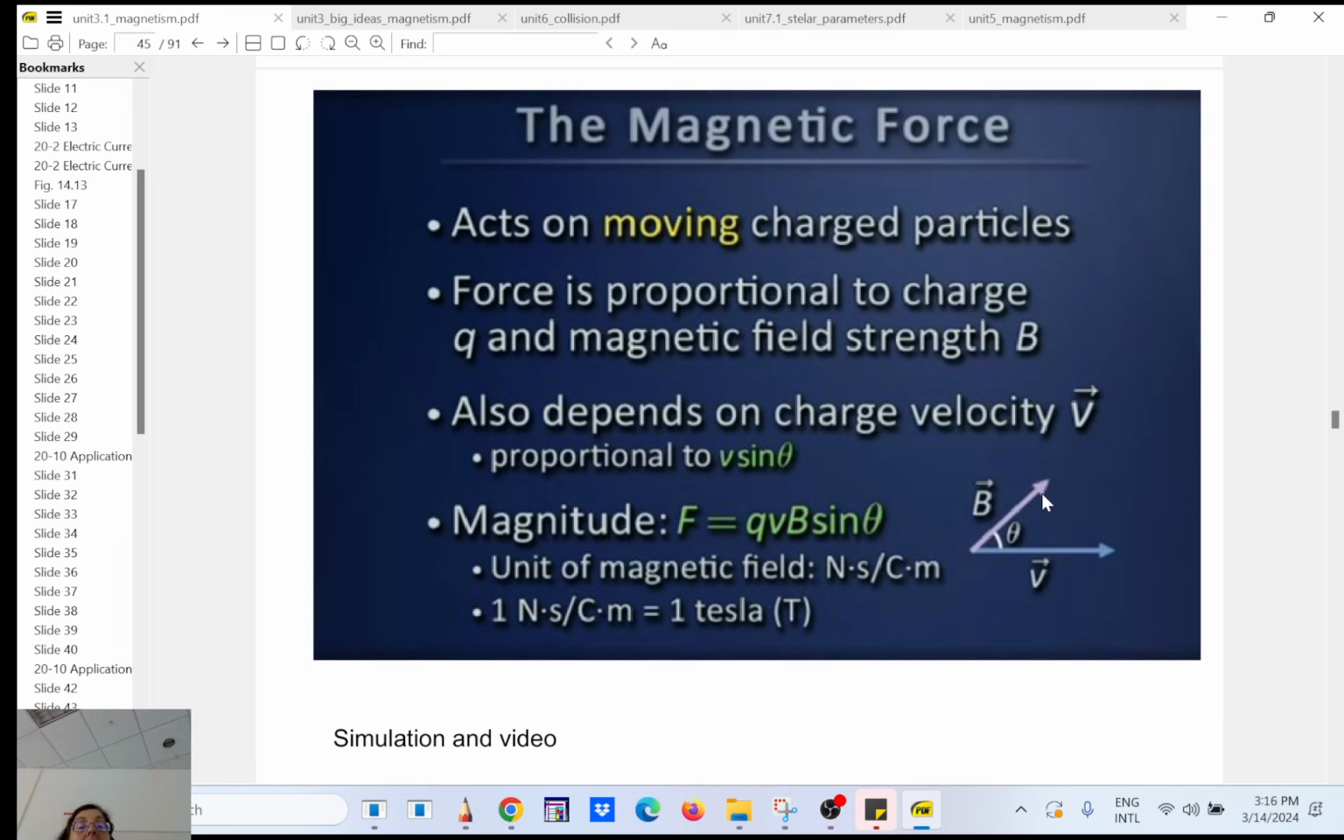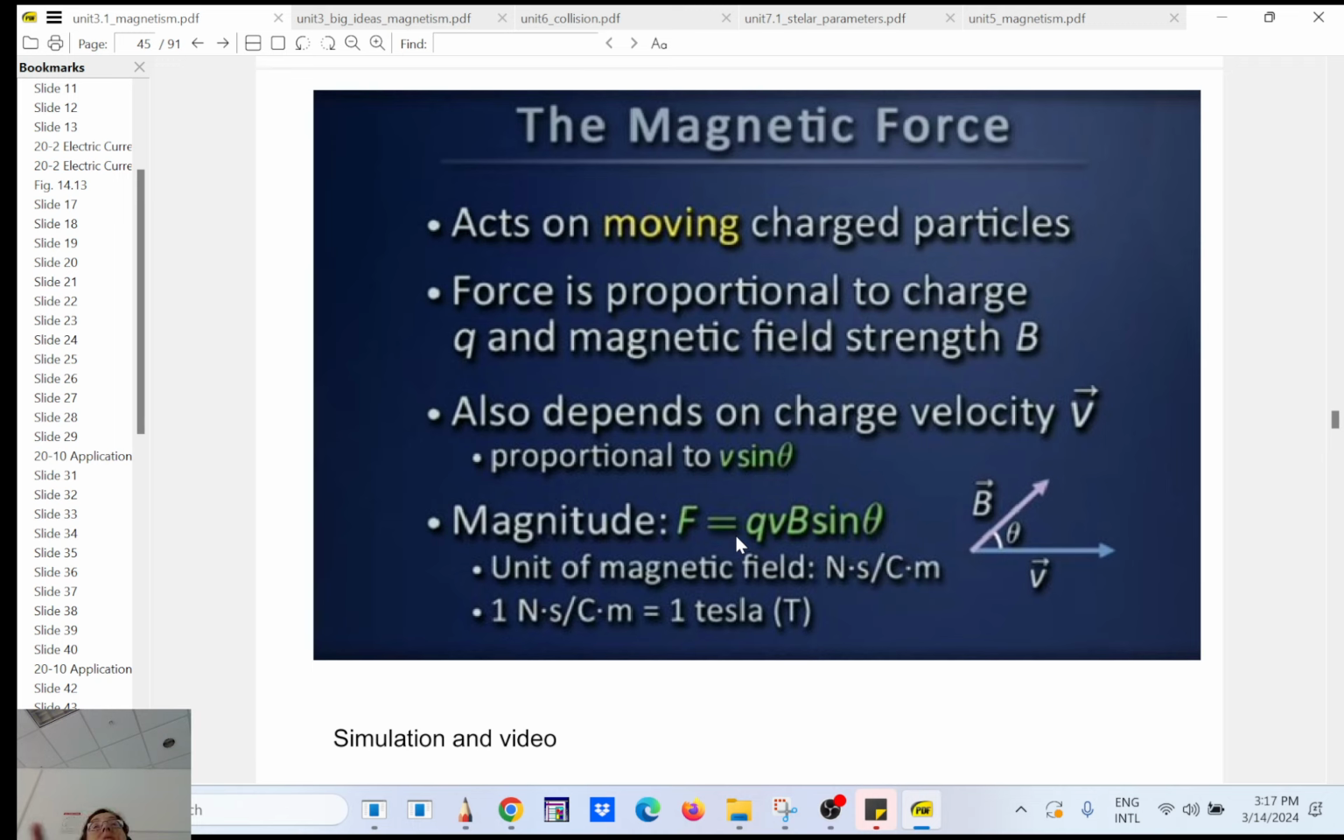If the angle is 0, what's going to happen to the magnetic force? It's going to be 0, because sine of 0 is 0. If the charge is not moving, you have a positive charge inside a magnetic field, but it's not moving. What's going to happen to the force? 0, very good, because the velocity is 0.